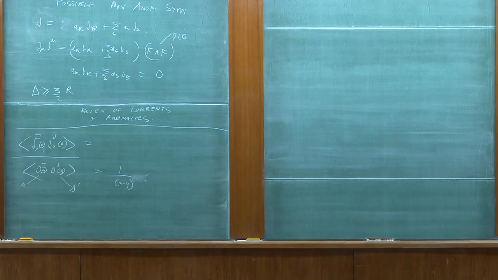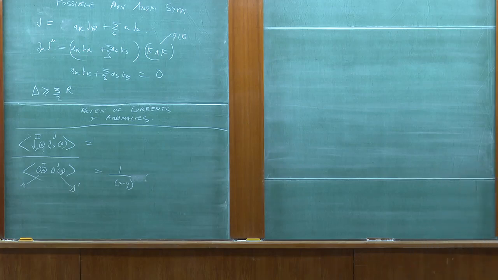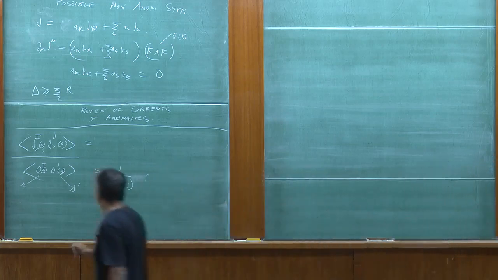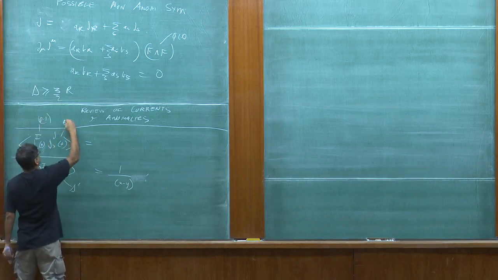D minus 1. Why is it D minus 1? The current Q is the integral of J, excellent. The integral of J gives you Q, which is a number. So the integral over space of the current is dimensionless, scale 0. It's conserved, it doesn't change. Therefore, J itself has dimension D minus 1. So these guys here have dimension D minus 1.